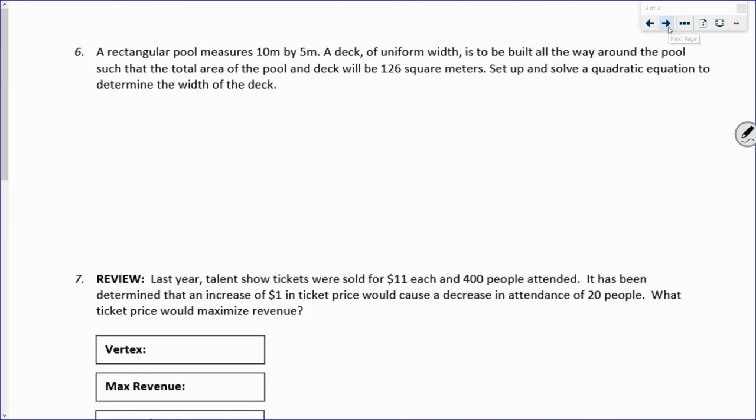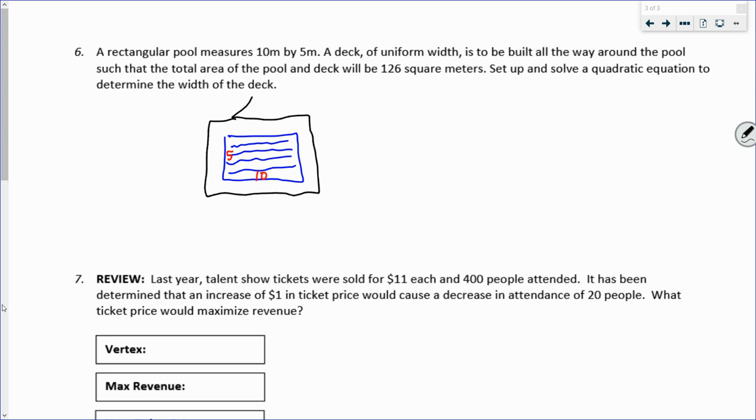One last page. Okay, a rectangular pool. We got water in there, we're swimming laps. That's 10 by 5. Want to build a deck around it. Seems like a perfectly reasonable thing to do. We don't know the width of the deck, so we'll use a variable there. So that takes care of that.